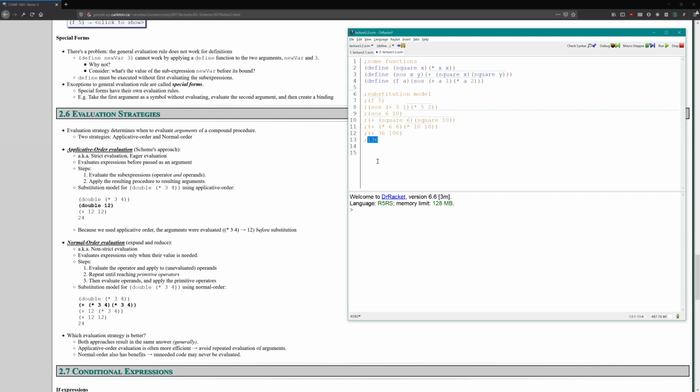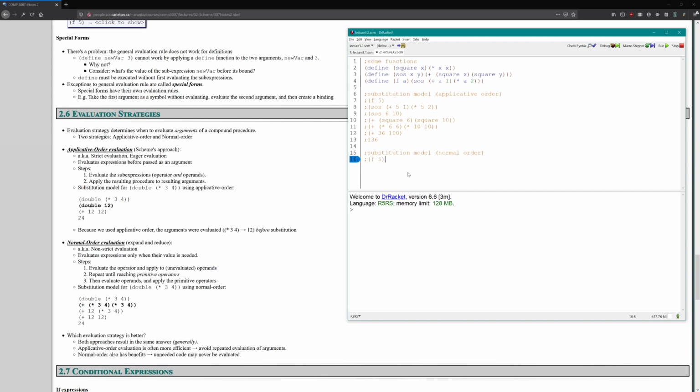Okay, so we saw all that, and if you want to walk through it, you can go back to the previous video. But let's see what this looks like in terms of normal order. So this is the substitution model using applicative order evaluation. Let's do the substitution model using normal order evaluation. Okay, we'll use the exact same expression though, so f of 5.